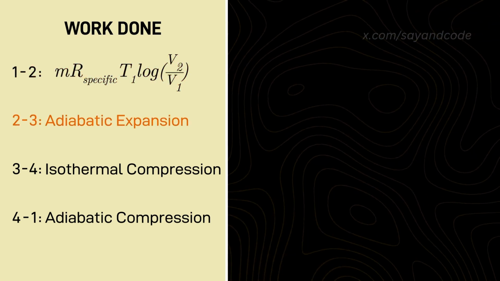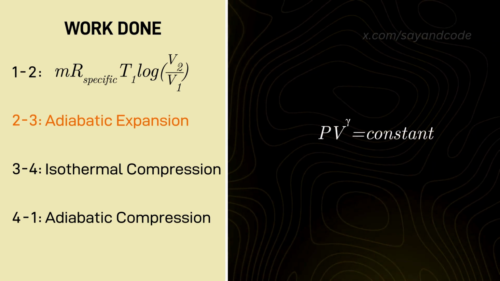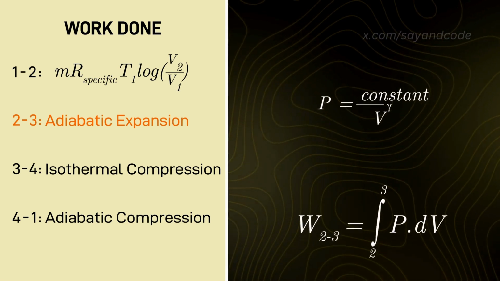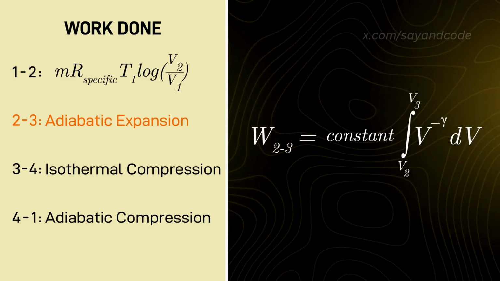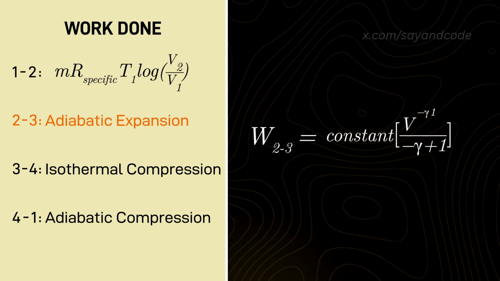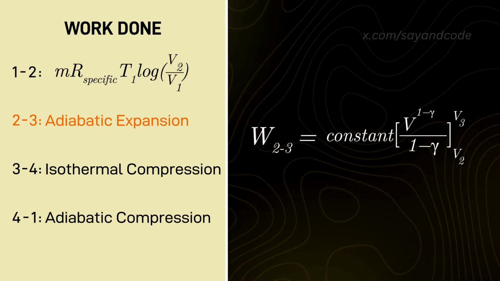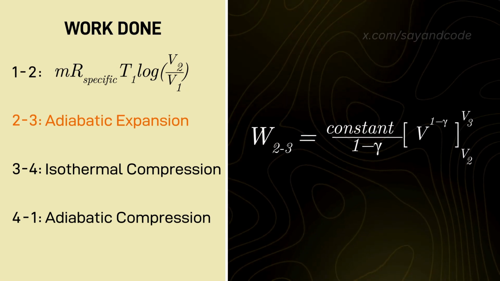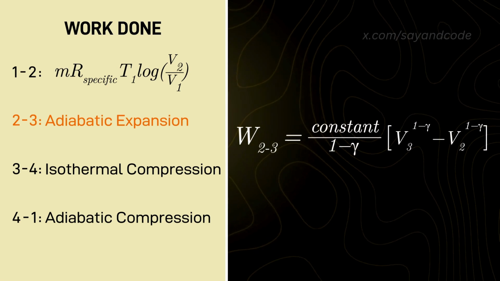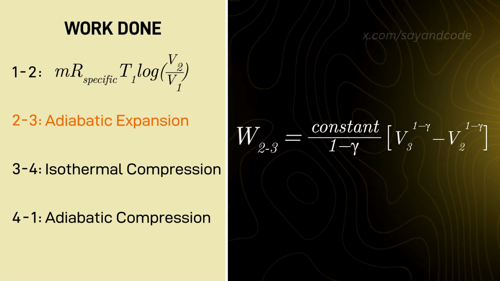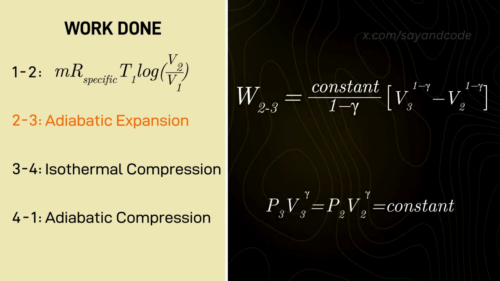Process 2 to 3 is adiabatic expansion, so the equation is PV raised to gamma is equal to constant. Using this relation in the equation for work done, we get work done from 2 to 3 as constant into V raised to 1 minus gamma by 1 minus gamma, from V2 to V3. Or, constant by 1 minus gamma into V3 raised to 1 minus gamma minus V2 raised to 1 minus gamma. We know that PV raised to gamma is equal to constant at both points 2 and 3.